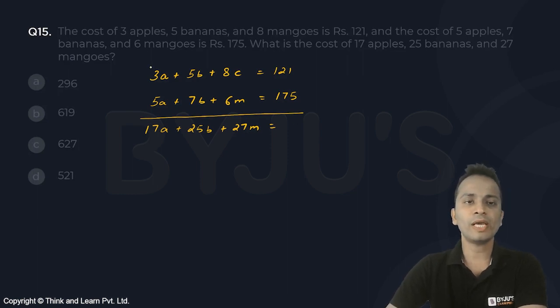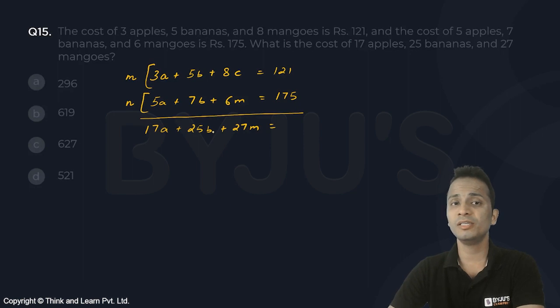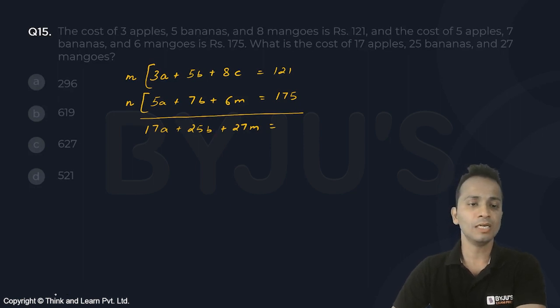So I'll assume that the first equation when multiplied by m and the second equation when multiplied by n will result in the third equation. Now using this, I will make two equations by comparing the coefficients of A and B. These two equations will be in terms of m and n. So m multiplied by 3 plus n multiplied by 5 is equal to 17.